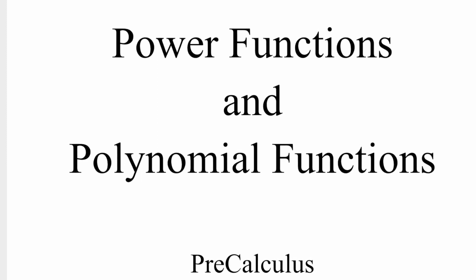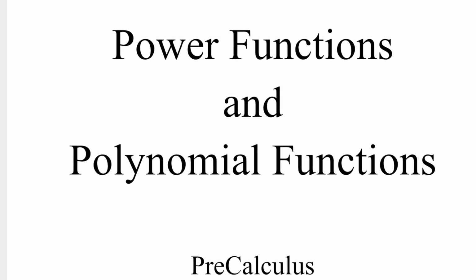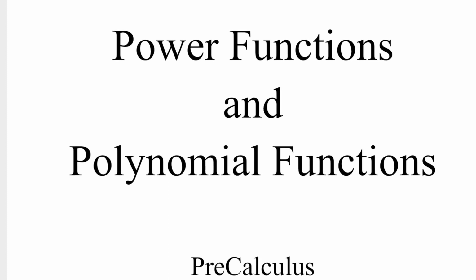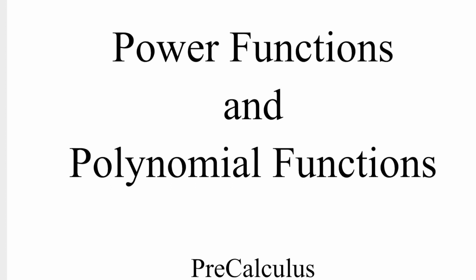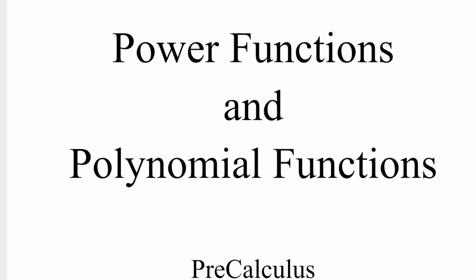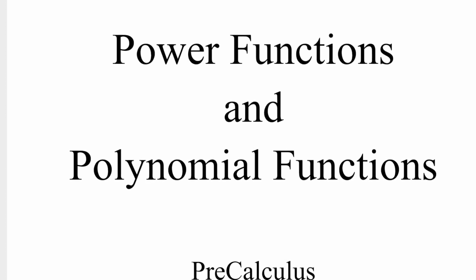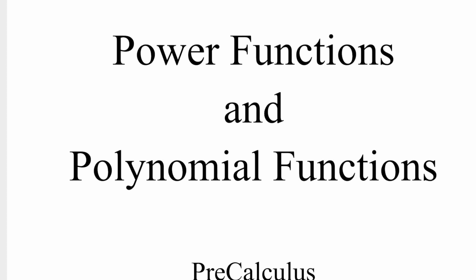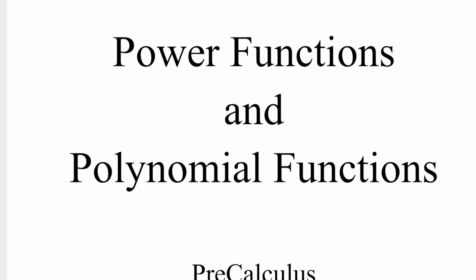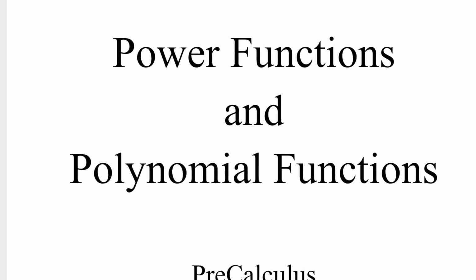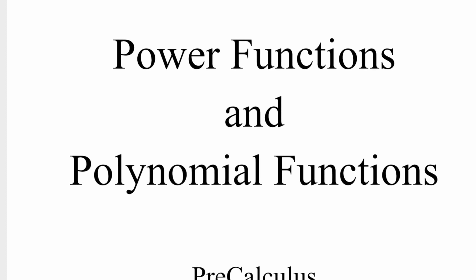Example 2. Describe the long-run behavior of the graph of f of x equals x to the 8th power. Since f of x equals x to the 8th power has a whole, even power, we would expect this function to behave somewhat like the quadratic function. As the input gets large positive or negative, we would expect the output to grow without bound in the positive direction. In symbolic form, as x approaches positive or negative infinity, f of x approaches infinity.